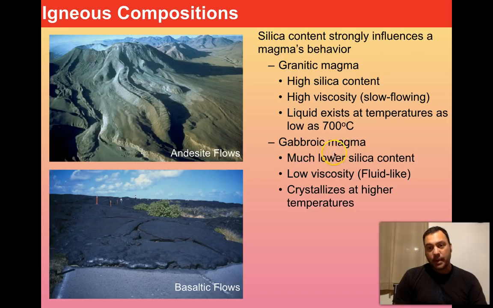The gabbroic magmas have much lower silica content. And remember, silica is really sticky, but if you don't have a whole lot of it, it makes it so that it's not a real sticky lava. So it has a low viscosity. Low viscosity means that it's going to be fluid-like. It's going to be really liquidy. And it crystallizes at higher temperatures. So what does that mean it looks like in nature?